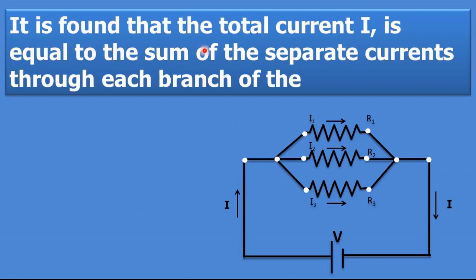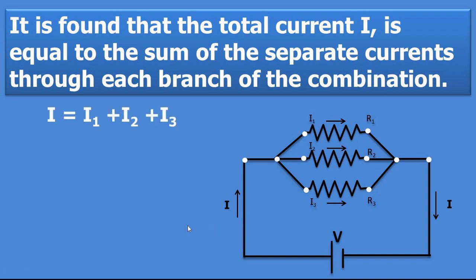It is found that the total current I is equal to the sum of the separate currents through each branch of the combination. That is, total current I is flowing through the circuit and it is split into three different branches in the circuit: I1, I2 and I3. I1 is flowing through the resistance R1, I2 is flowing through the resistance R2, and I3 is flowing through the resistance R3. Thus, I equals I1 plus I2 plus I3.